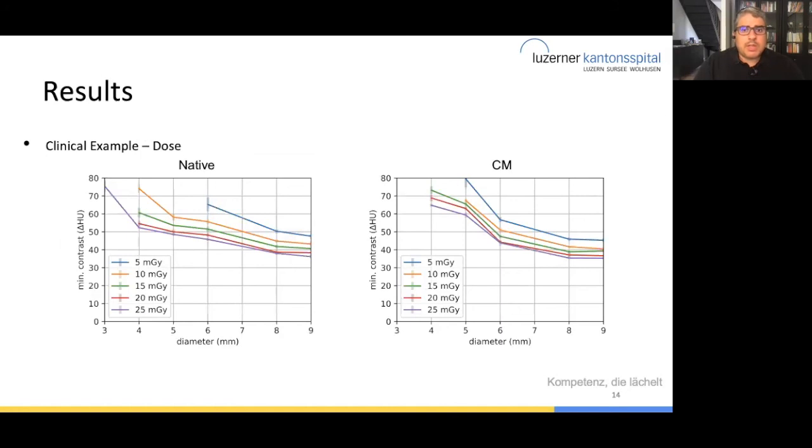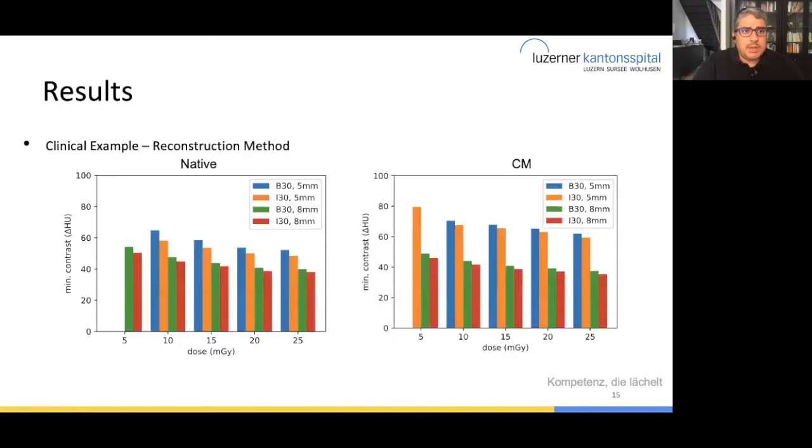Last, the part related to more clinical performance based on real measurements. First, we look at the impact of the dose, and as expected, the visibility of lesions of different sizes increases with the increase of the dose for a given protocol. This was observed for both native and contrast media inlays of the phantoms. Then we looked at different reconstruction methods, and as expected, iterative reconstruction gives better visibility, which means that the lesions are more likely to be seen at a given dose, in relation to filtered back projection.